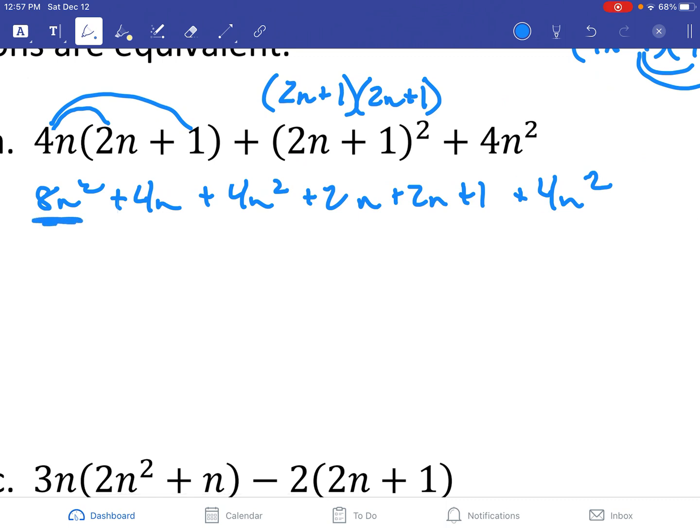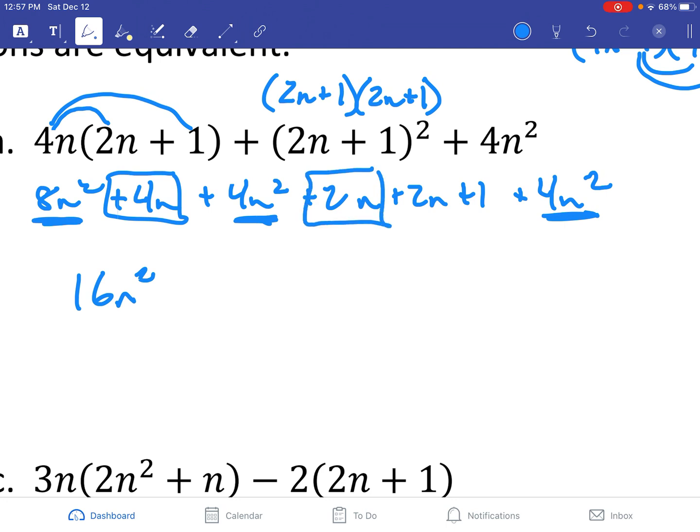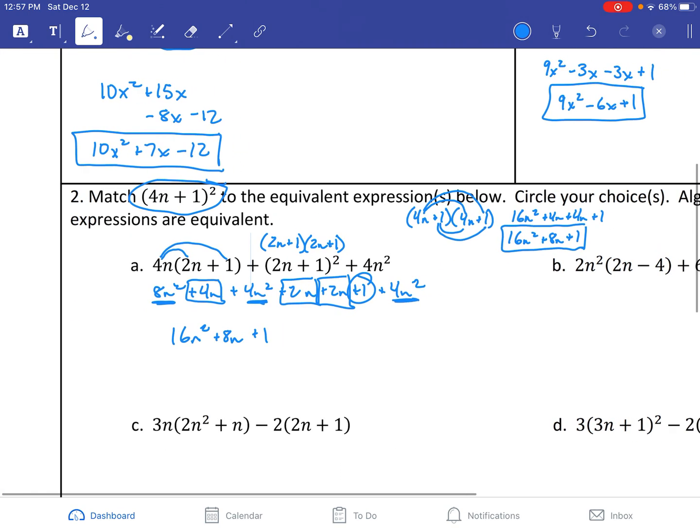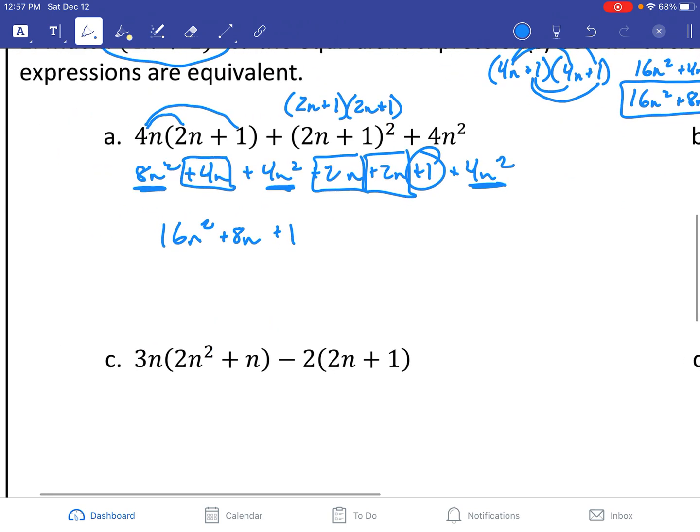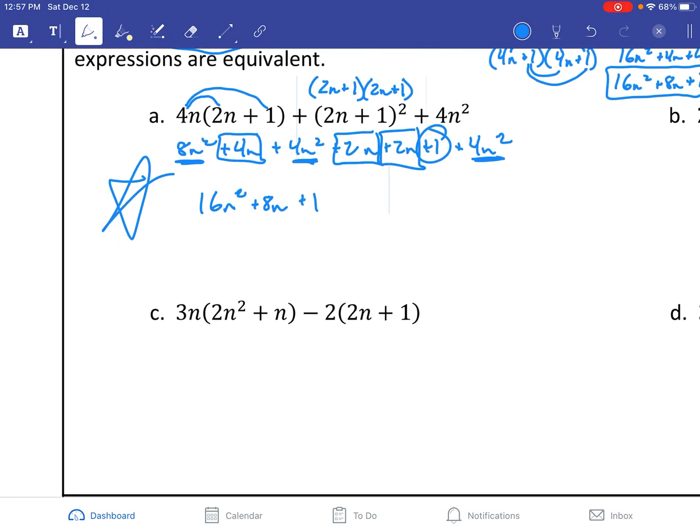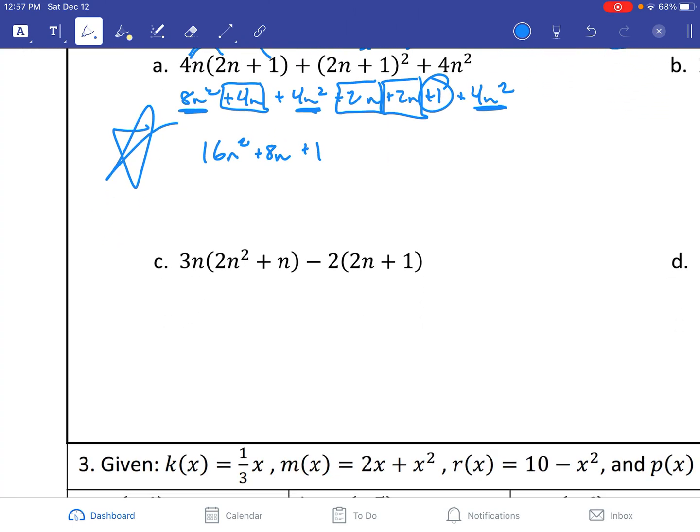So we have 8n squared, 4n squared, and 4n squared, which gives you a total of 16n squared. Then we have 4n, 2n, and 2n, which gives you a total of 8n. Then we have 1. So does that match what we did before? Yes, it does. So I'm going to put a star by it. We've got to do the other 3, though.